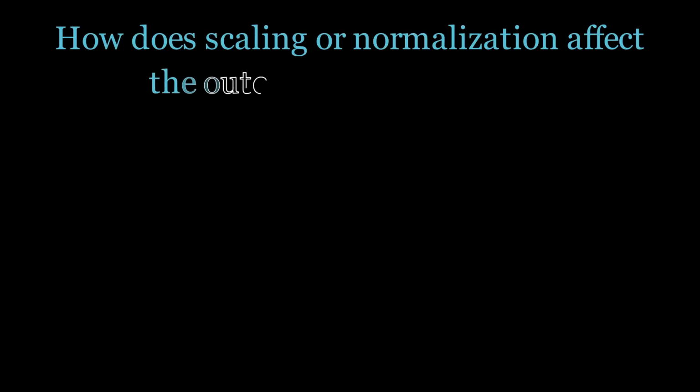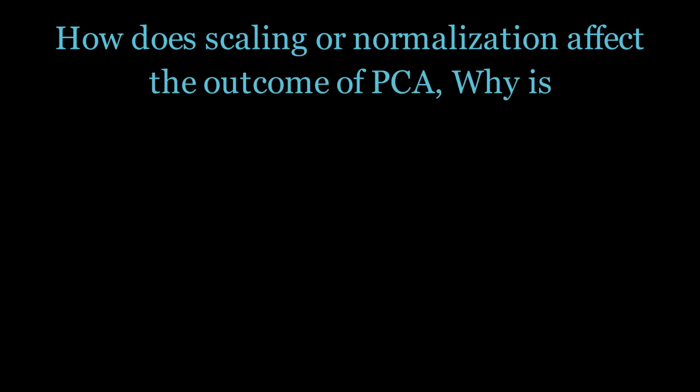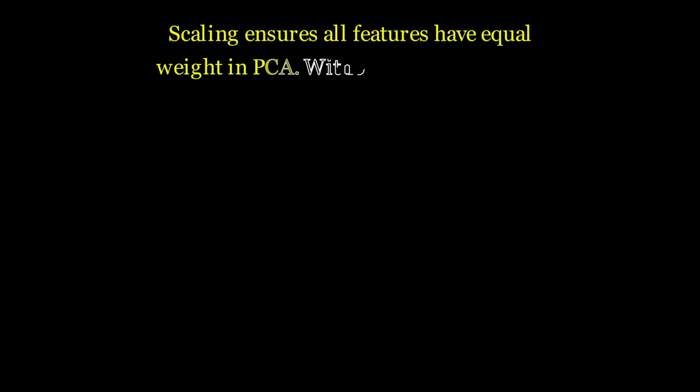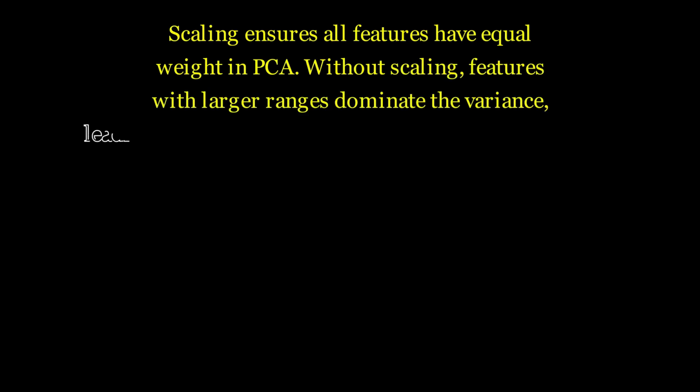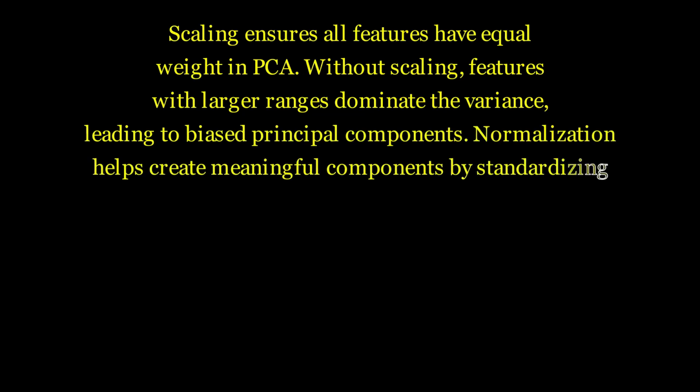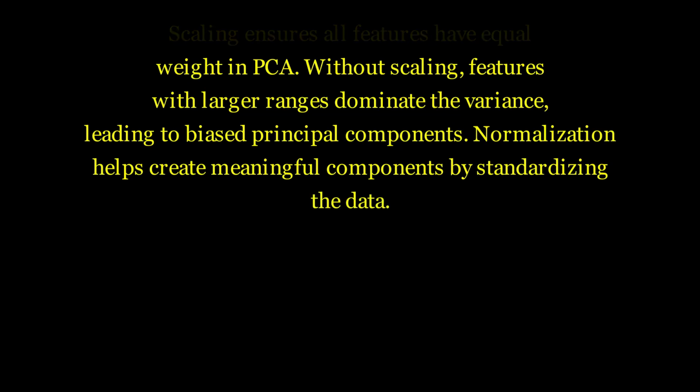How does scaling or normalization affect the outcome of PCA? Why is it important? Scaling ensures all features have equal weight in PCA. Without scaling, features with larger ranges dominate the variance, leading to biased principal components. Normalization helps create meaningful components by standardizing the data.